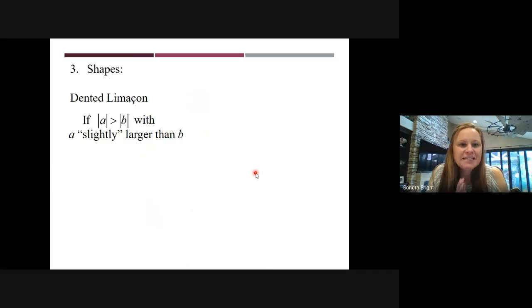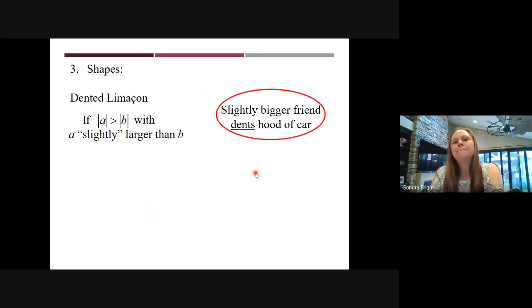All right, third type, dented limacon. That's if the number in front is bigger than the second number, A is bigger than B, but only slightly larger, like it's not twice as large, right? And so it's a little dented. If you have a slightly bigger friend who asks to sit on the hood of your car, and you look and you're like, should I? And you're like, yeah, it should be fine. They sit on the hood of your car and they dent it, right? Because they were only slightly bigger. So you allowed them to do it. You thought it'd be okay.